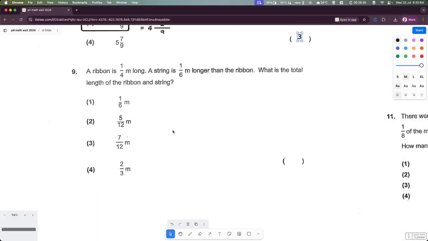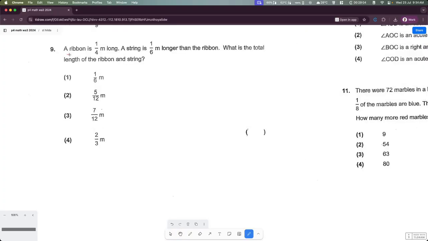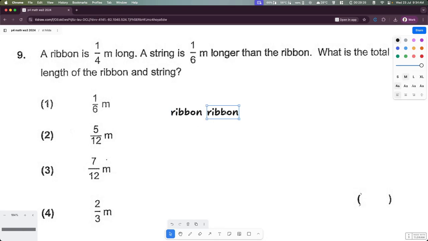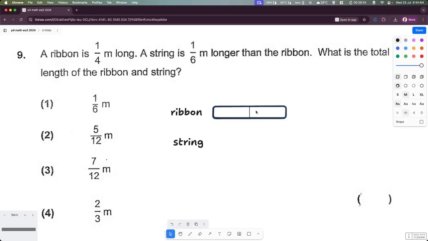Alrighty. Let's move on to question 9. Question 9 says a ribbon is 1.4 meters long. A string is 1.6 meters longer than the ribbon. What is the total length of the ribbon and string? If you want to visualize it, you can. You have the ribbon and the string. The ribbon is, not 1.4, but 1 out of 4.